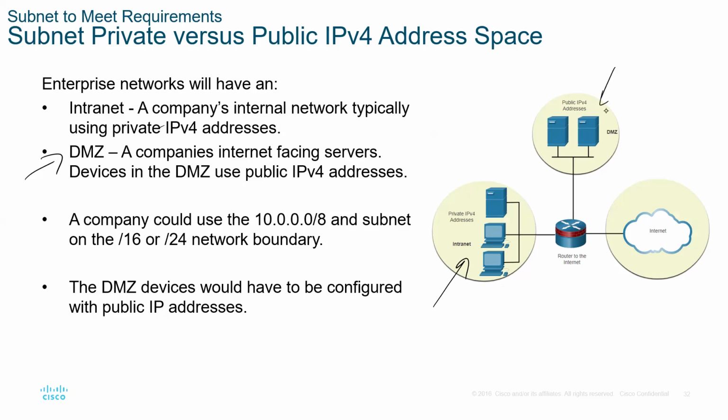Now it's very important as an administrator to understand that because it helps you when you create your networks. You know, I'll need to have private IP addresses and also public IP addresses that are going to be used for my DMZ. The company could use a 10/8 in subnet /16. Okay, that is what we've been doing, creating multiple networks, subnetting networks. So from the networks that you are given, you subnet, and one of the networks you give to the DMZ basically. The DMZ devices would have to be configured with public IP addresses.